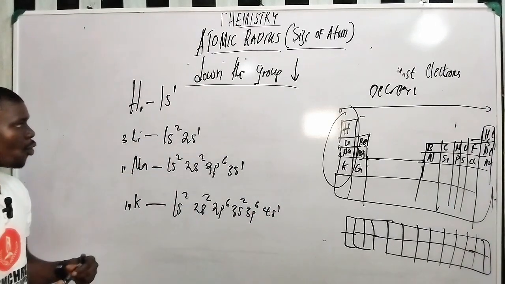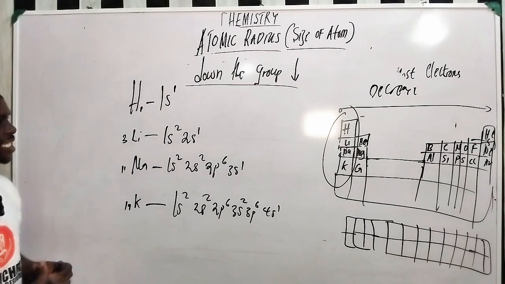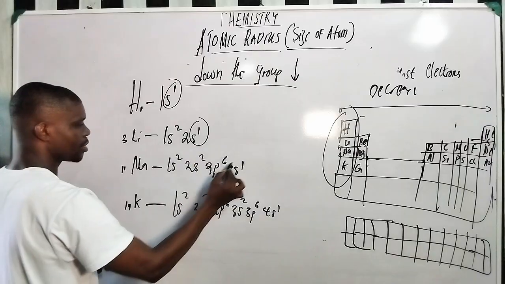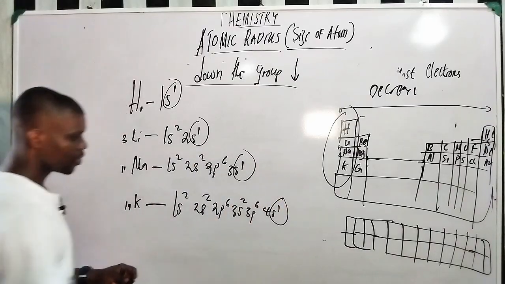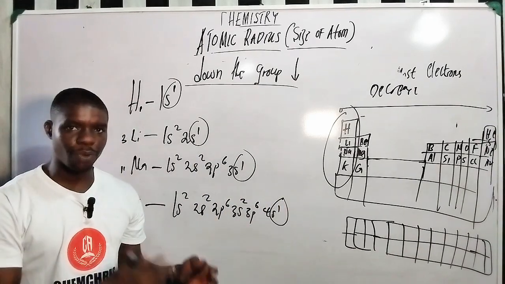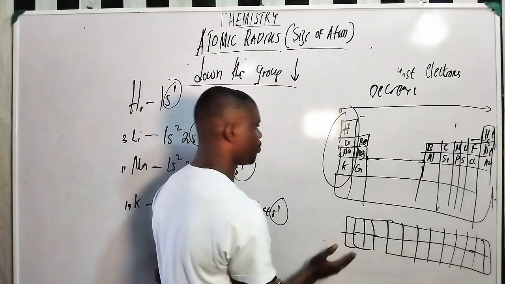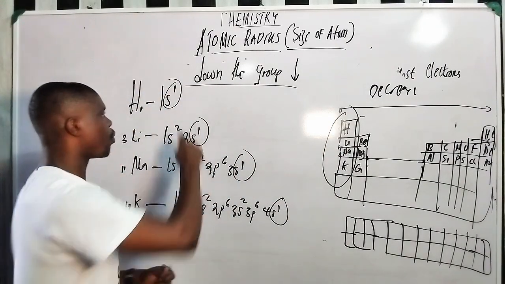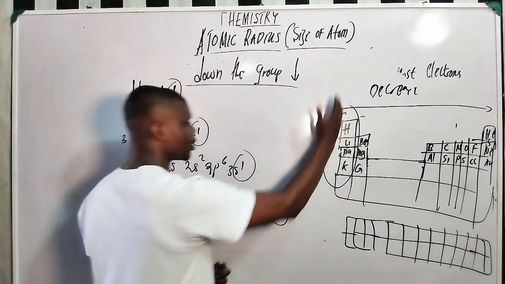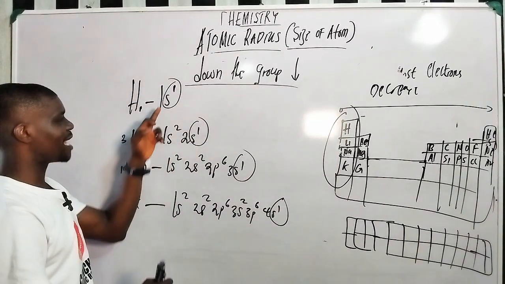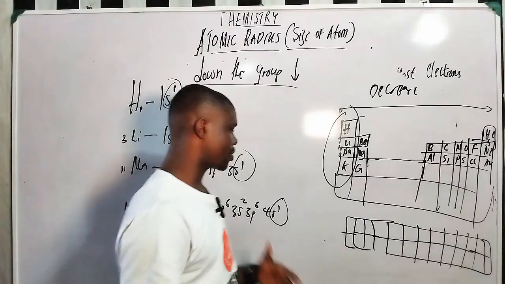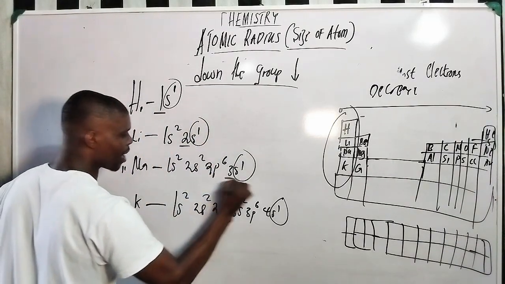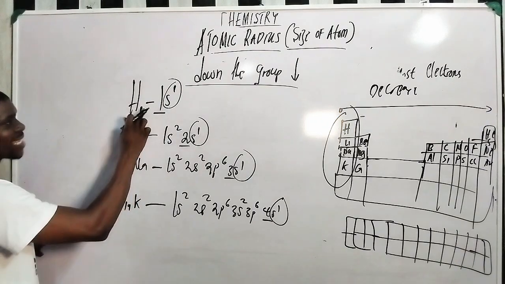Now, what is the similarity here? The similarity is that they all have s1, s1, s1, and s1. They are in the same block, the s block, and they have one outer electron each. So that's why they are in group 1. Now, what is the difference here? Here we have 1, here we have 2, here we have 3, and here we have 4.